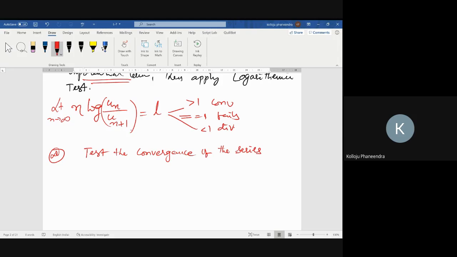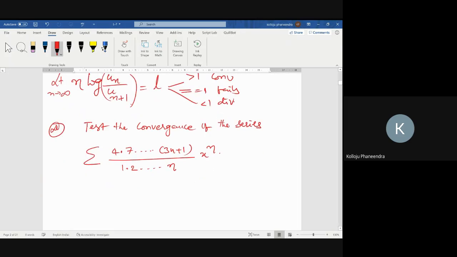You write this: sigma of 4 into 7 into up to 3n plus 1, whole by 1 into 2 into n, into x to the power of n. Solution. What is the nth term here? Un equals 4 into 7 into up to 3n plus 1, whole by 1 into 2 into n. 1 into 2 into n is nothing but n factorial.